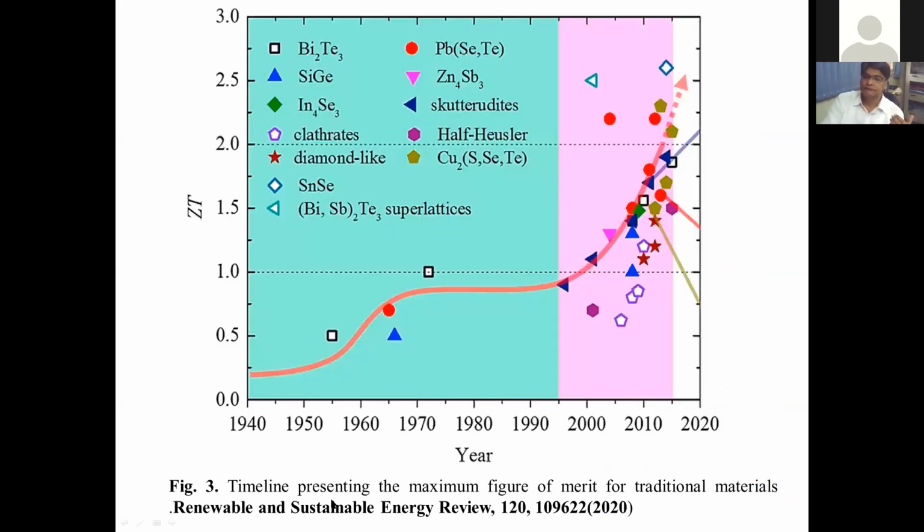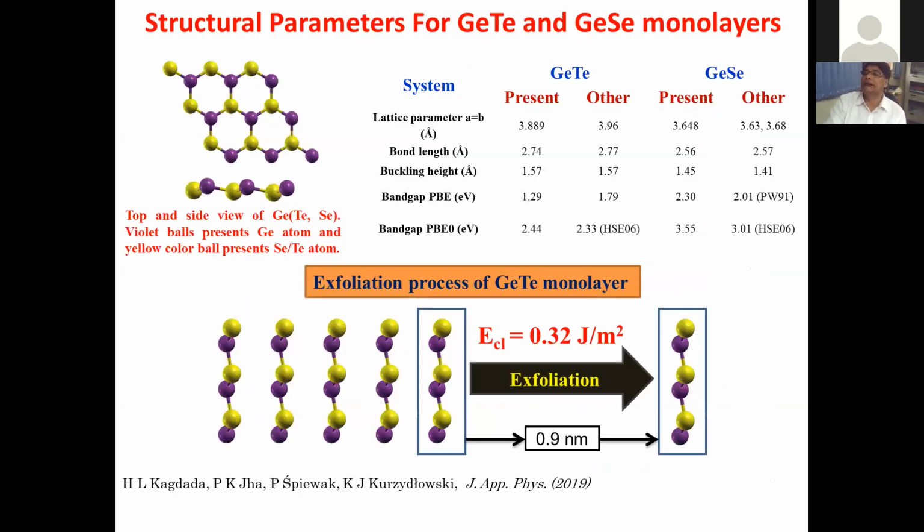This is the timeline, so I will not go into this. So this is a different class of materials which show reasonably or significantly good figure of merit for some of the traditional materials, right? Here I will focus on two materials, the GeSe and the GeSe, very famous chalcogenides. You can say these are the benchmark materials for thermoelectricity, right? So this is the parameter, this is how the structure is.